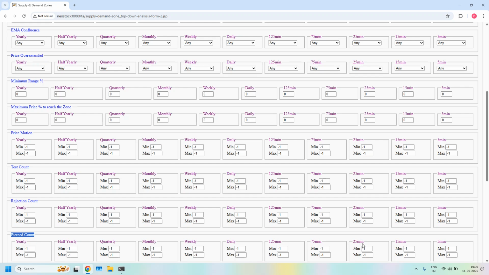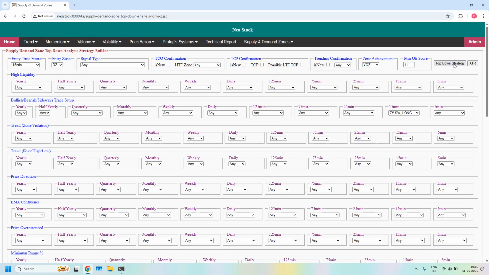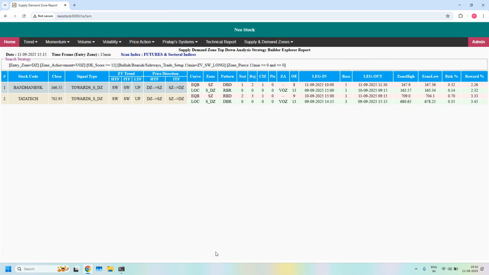So in the pierced count, 15 minutes time frame, minimum value 0, maximum value 0. With these filters, we got 2 stocks. Daily income trade, sideways long trade setup. Entry time frame zones are 15 minutes demand zones.